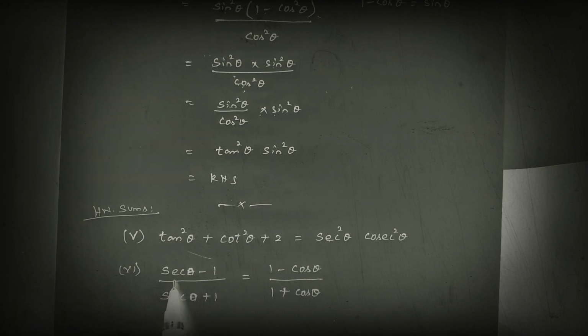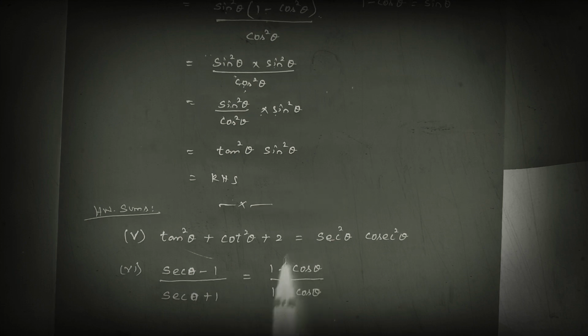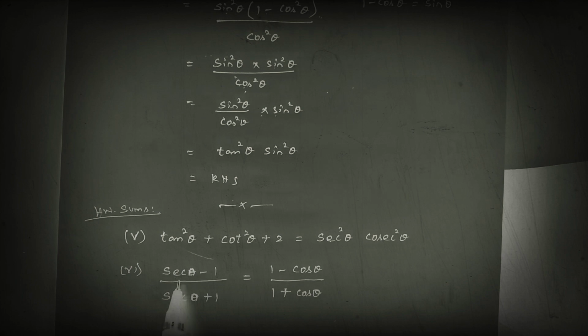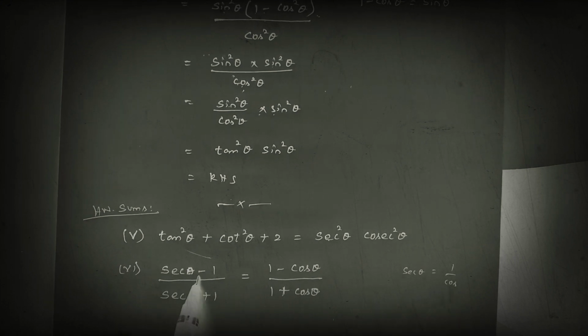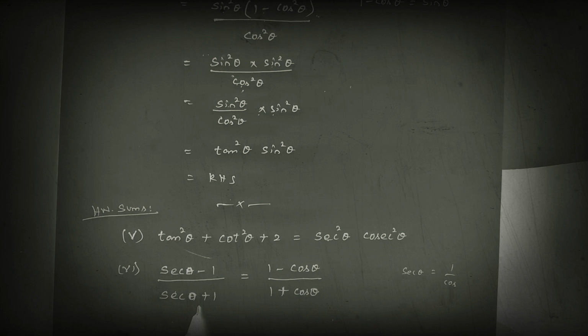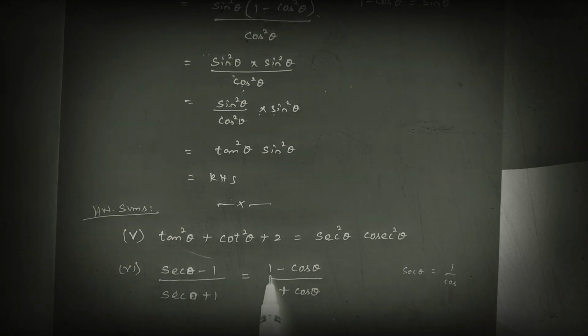See, in the LHS we have sec theta minus 1 over sec theta plus 1. Now in the RHS, what do we have? Terms in cos theta. So we can write sec theta in terms of cos theta. Sec theta is equal to 1 by cos theta. So 1 by cos theta minus 1 over 1 by cos theta plus 1. Taking the LCM, cos theta gets cancelled. So the remaining is 1 minus cos theta divided by 1 plus cos theta.